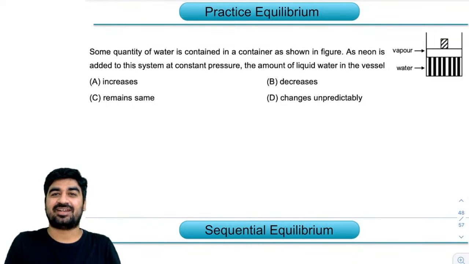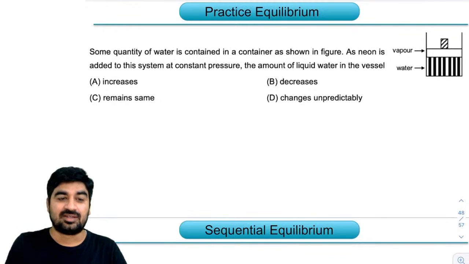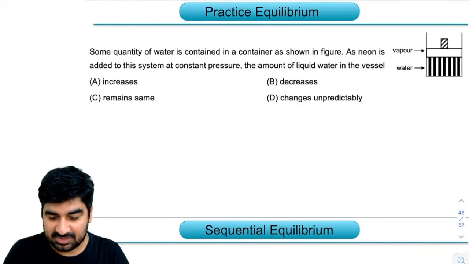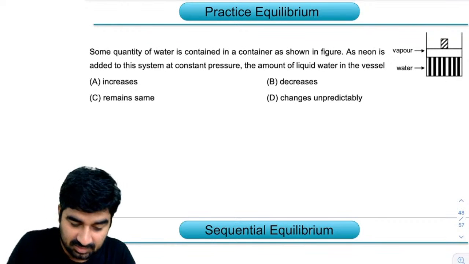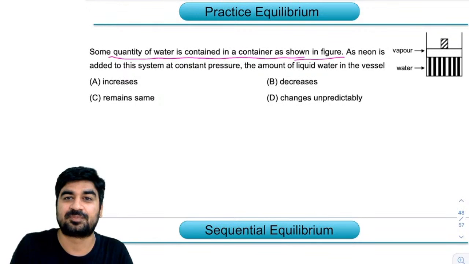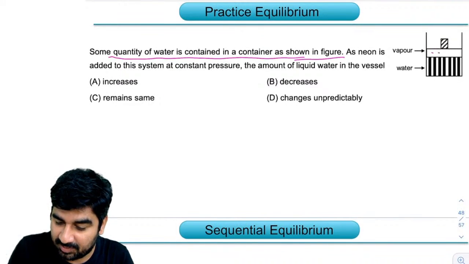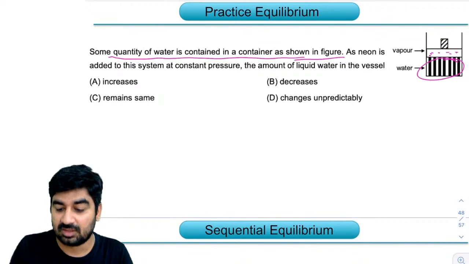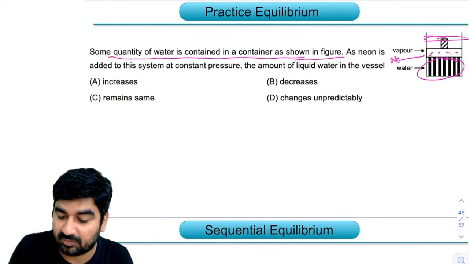Okay, okay, Karthik, let's do it. So now I'm going to start it. Some quantity of water is contained in the container as shown in the figure. So these are vapors and here it is water. When you are adding the neon gas, what will happen? This piston will move away.